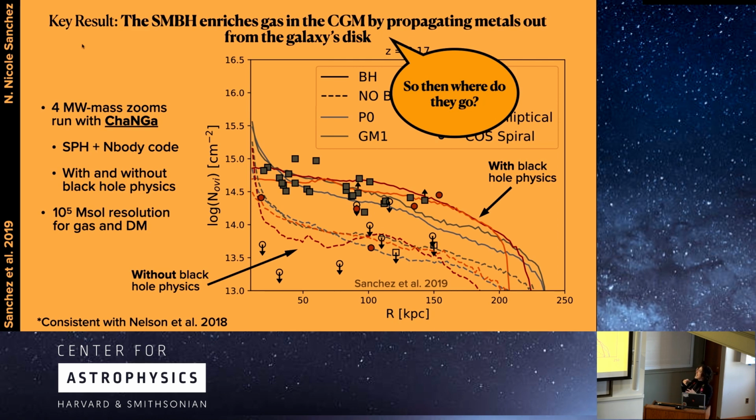And so the paper that I'm going to discuss for the rest of this talk is answering the question: if the supermassive black hole is moving these metals out of the disk and into the CGM, where do they then go? Do they stay in the CGM? Are they evacuated out into the IGM? And how much is left within the disk?